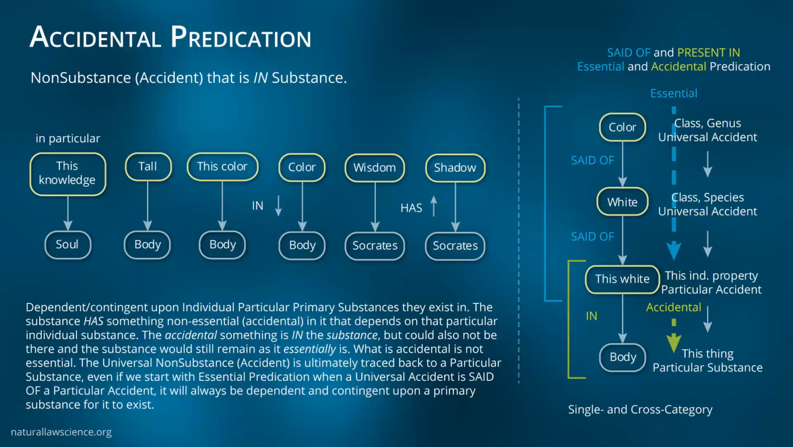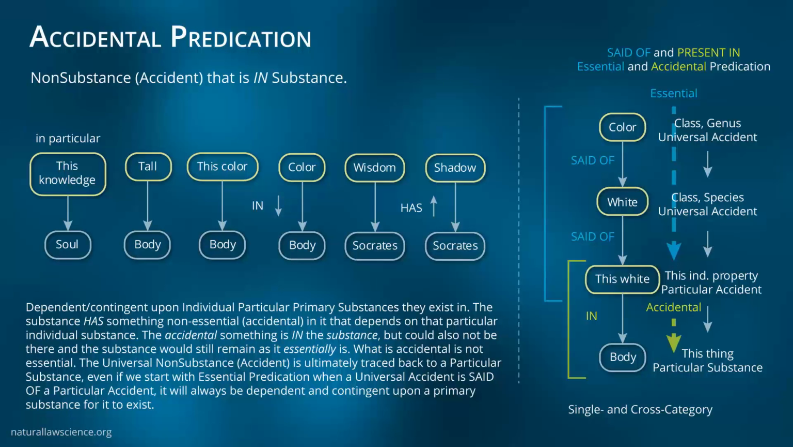So the accidents I put into yellow. Essential predication, you'll see on the right, I have it in blue, and accident in yellow. We'll get to that after. So we have tall, accident in a body. The body doesn't need to be tall, it can be short. This color in the body. So here we have, that'll be explained on the right there, but we have an accidental going into a substance. These are all cross category, you see. All accidents into substance. These are cross categories.